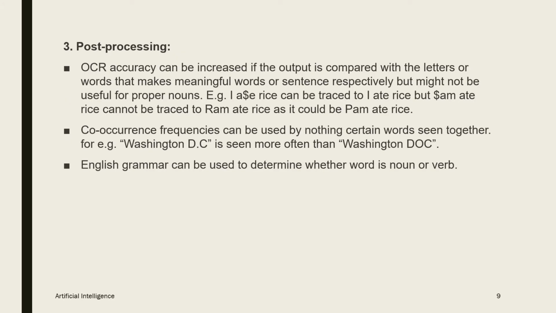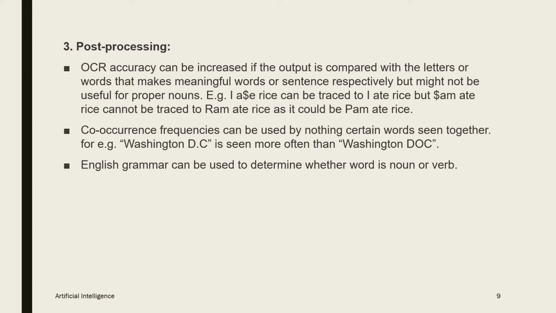Third one is post-processing. OCR accuracy can be increased if the output is compared with the letters or words that make meaningful words or sentences respectively, but might not be useful for proper nouns. Example, "$ ate rice" where the dollar symbol is replaced by I can be traced to "I ate rice", but "$am ate rice" where dollar symbol is replaced by R, cannot be traced to "Ram ate rice" as it could be "Palm ate rice".